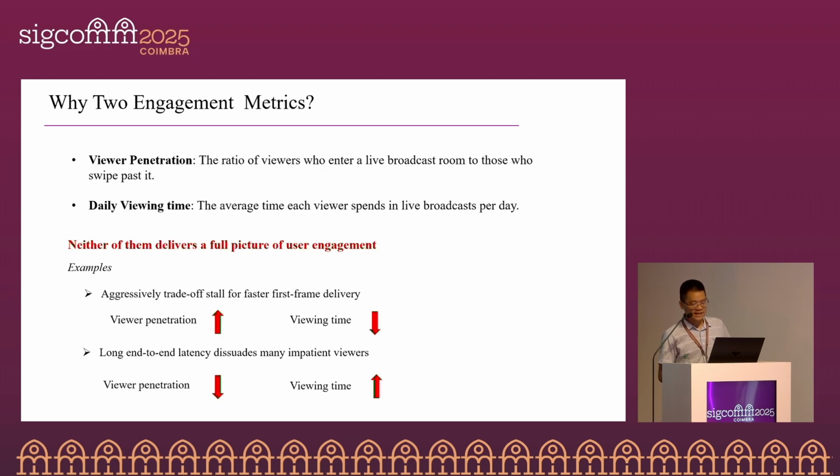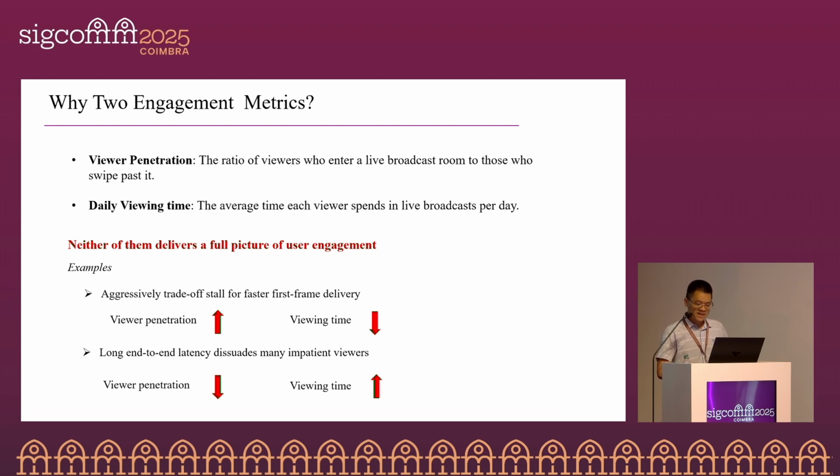To measure engagement comprehensively, we focus on two metrics: view penetration and daily viewing time. The view penetration is defined as the ratio of viewers who enter a live room to those who swipe past it. The daily viewing time is defined as the average time each viewer spends in live streaming per day.